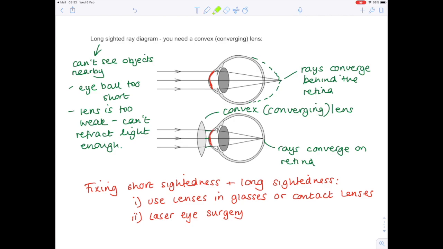Let's just touch on cataracts now, and we might as well use these diagrams here. So it's when the lens, so the bit that I'm highlighting, the lens becomes cloudy with cataracts.